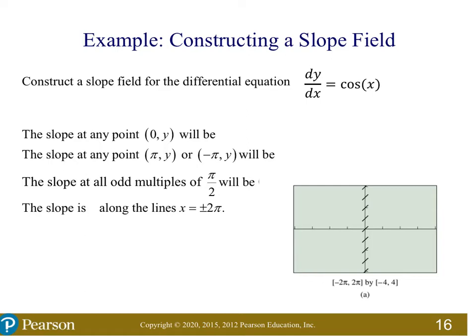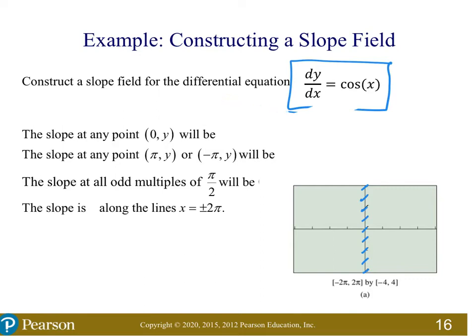Given the differential equation modeled by cosine of x, the slope at any point along the y-axis, so at any point where x is 0 and for any y, when we put 0 in for x in the cosine function, we're always going to get 1. So along my slope field, I draw a little piece of a tangent line, a linearization, that has the slope value of 1. When it crosses the y-axis, it will be doing so with a slope of 1.